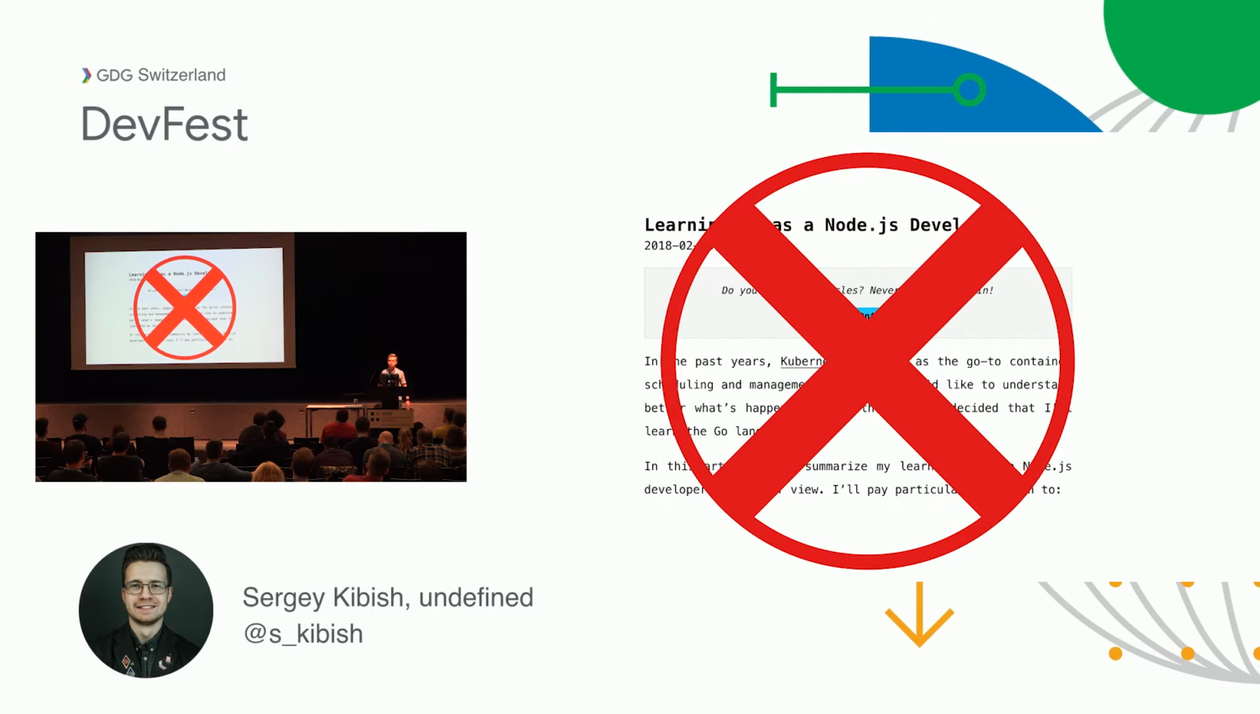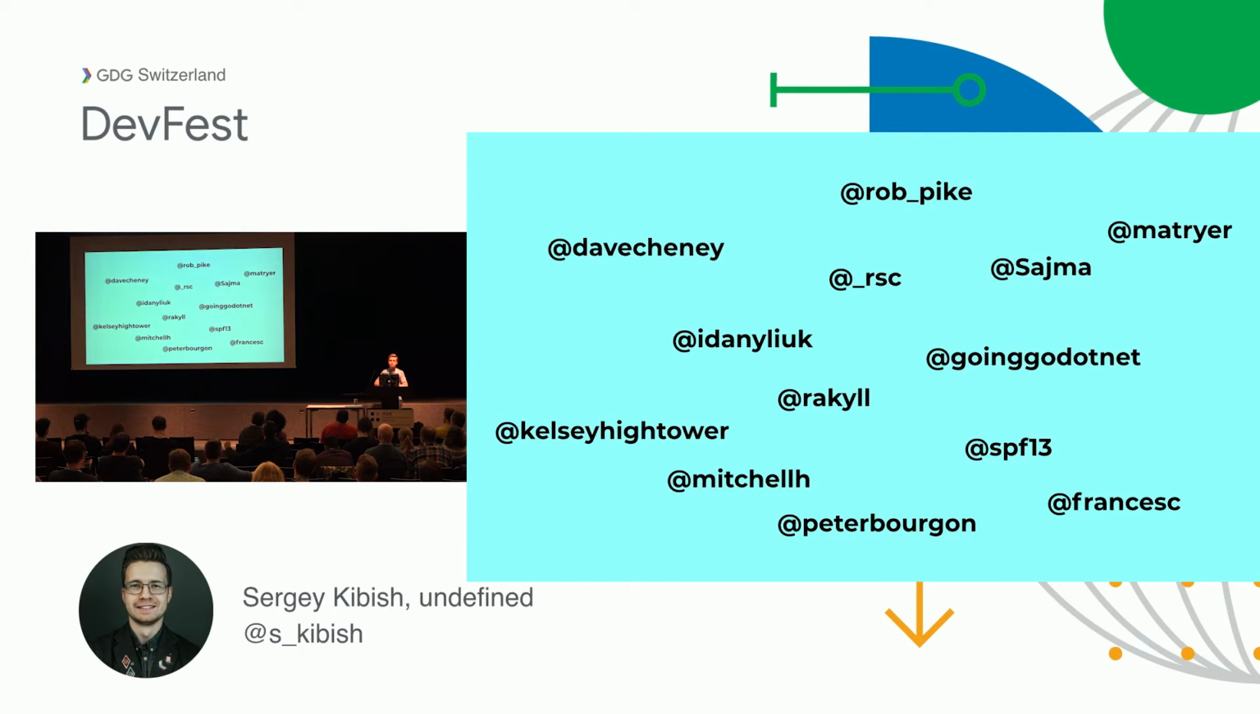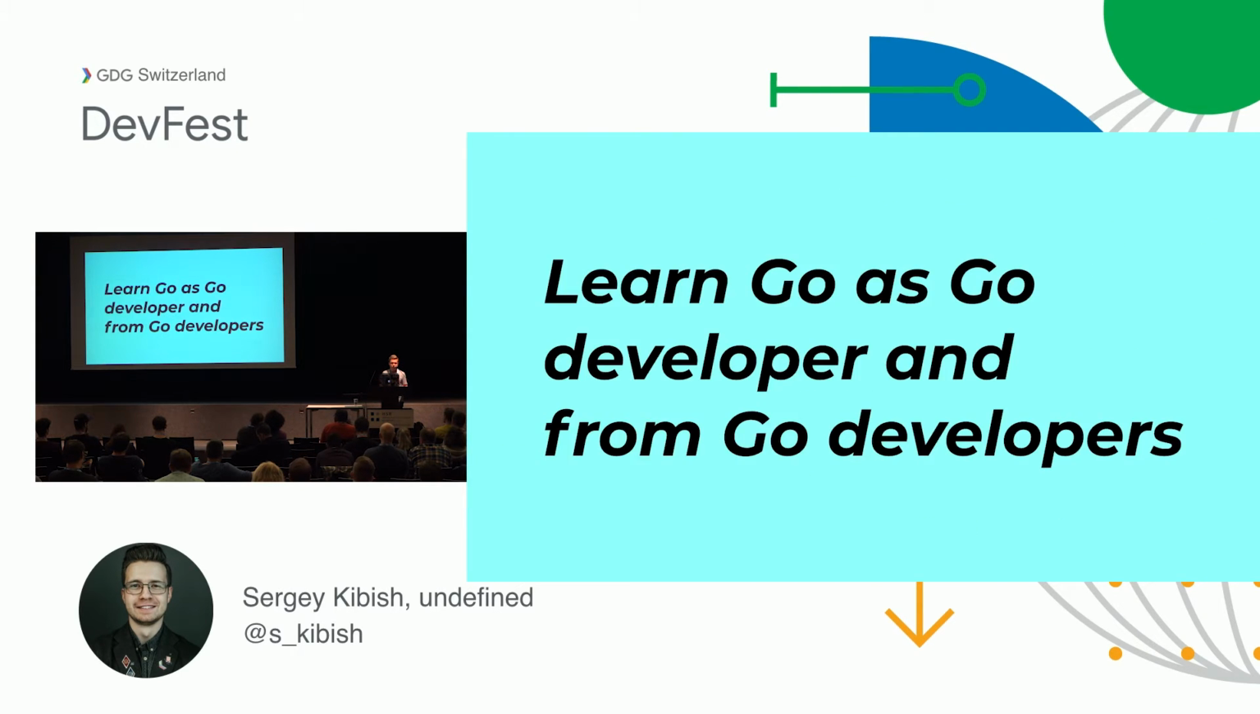I think a more correct way of learning, if you're just starting, would be to look around before diving in. There is a very big community in Go. You see currently on screen a few Twitter handles that you can follow to get deeper into ideas and good practices. And basically start learning Go as a Go developer and from Go developers. I think this will be the better way.